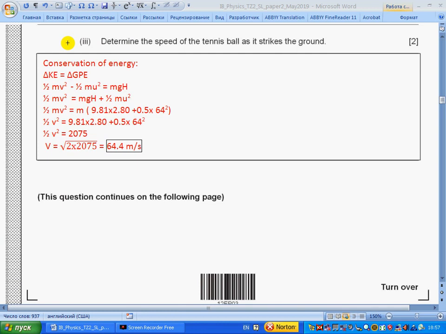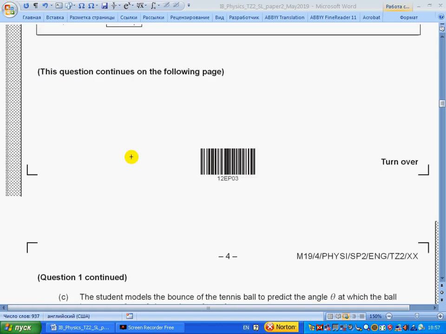So conservation of energy tells us that the change of kinetic energy equals the change of potential energy by absolute values. The change of kinetic energy is half mv squared minus half mu squared. Potential energy decreases from height capital H to 0, so mgh. Rewriting this formula, taking the square root, we get 64.4.